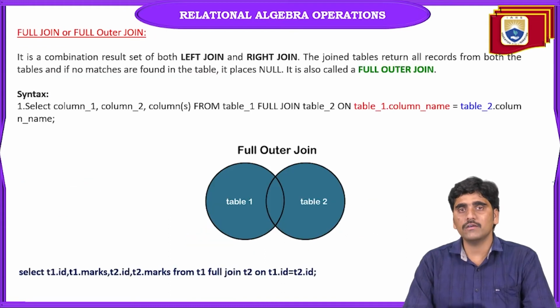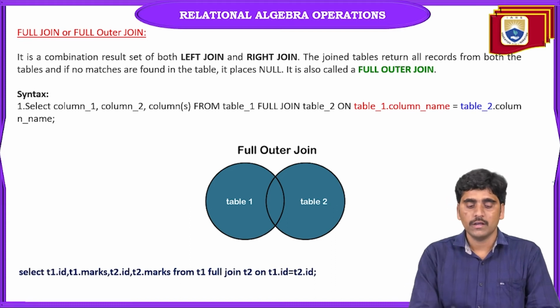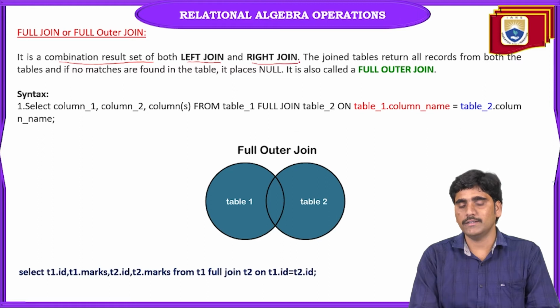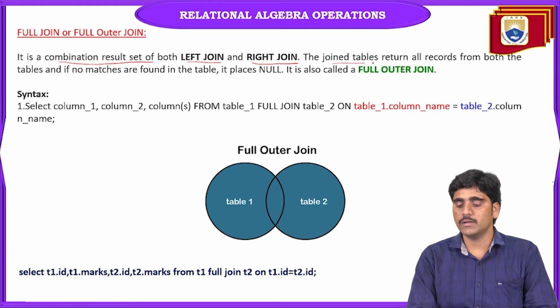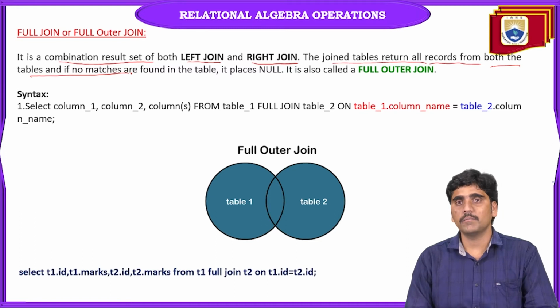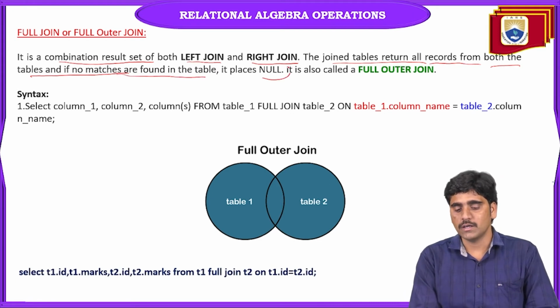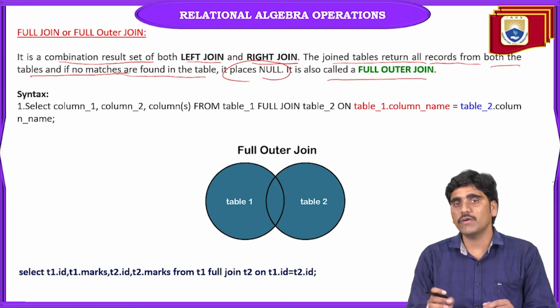Next, full join or full outer join. So full join or full outer join is nothing but a combination result set of both left join and right join. It is a combination of both left and right join. So the joined tables return all records from both tables. It combines and displays all the values from both tables. And if no matches are found in the table, it places null, and it is also called full outer join.